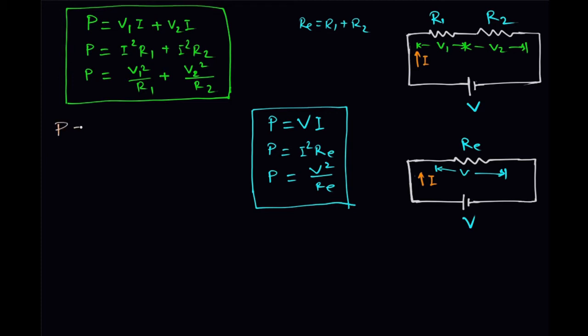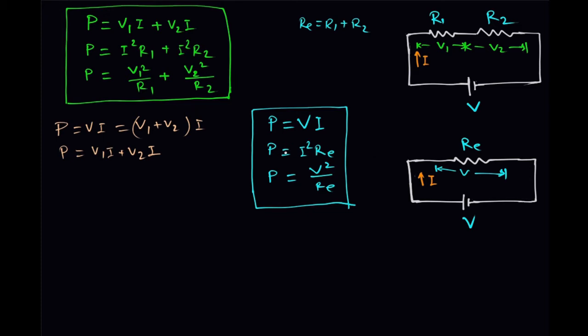So P is equal to V I. How much is V? V is equal to V1 plus V2, right? V1 plus V2 into I. So you get P is equal to V1 I plus V2 I. It is very straightforward. So we started from this and we arrived at this equation, that is P is equal to the sum of the individual powers.